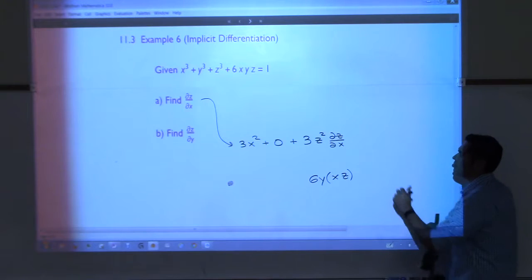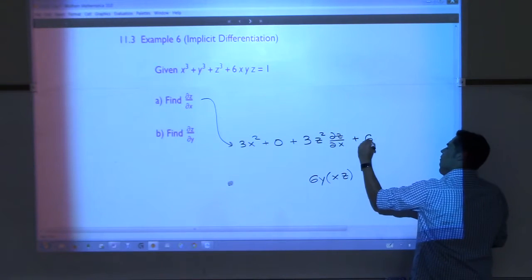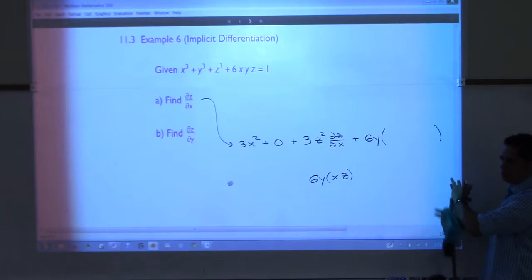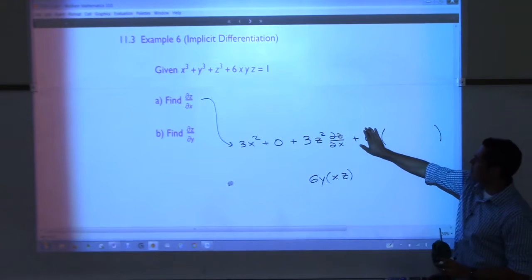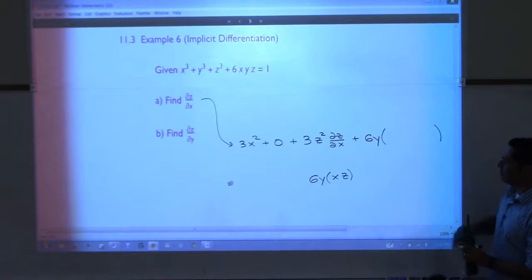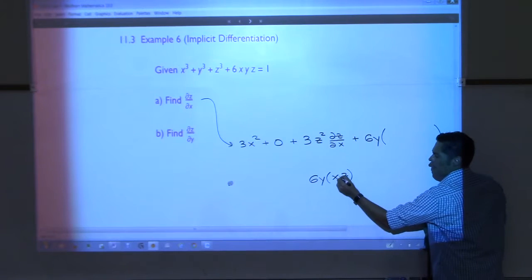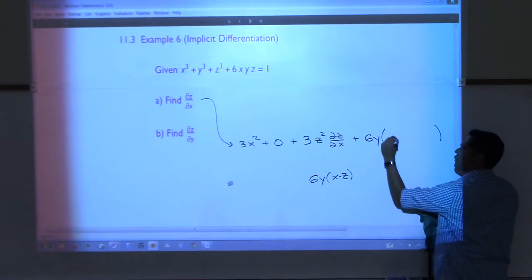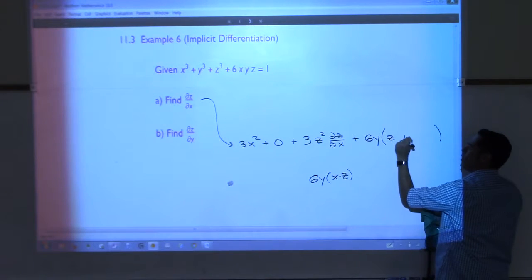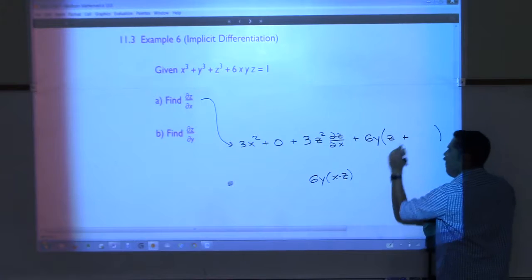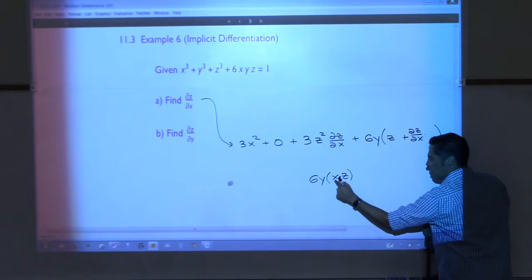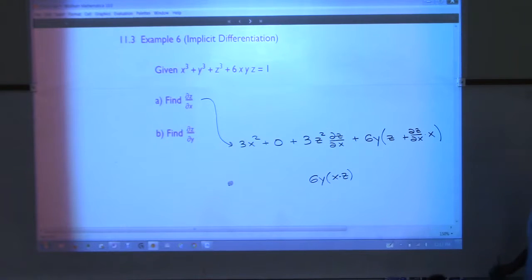So watch how I write this. Plus, I'm going to put 6y, and then I'm going to do my product rule here. You don't have to do it this way. You can do it all together, but I like pulling the constant out, doing my product rule right here. Derivative of this product is derivative of this, which is 1 times z, plus derivative of z, partial z with respect to x, times x. And then we'll distribute the 6y through.